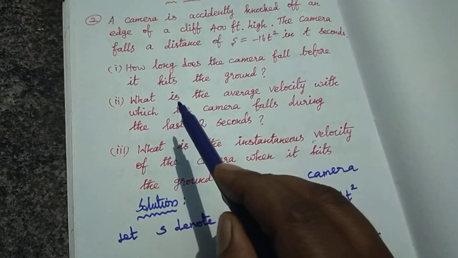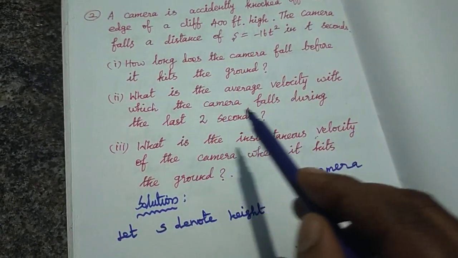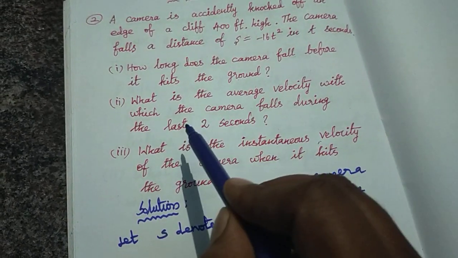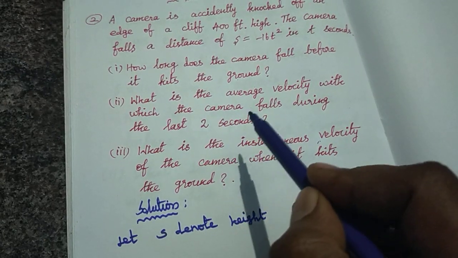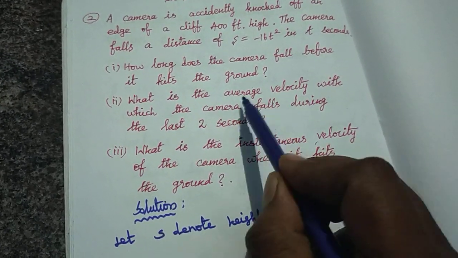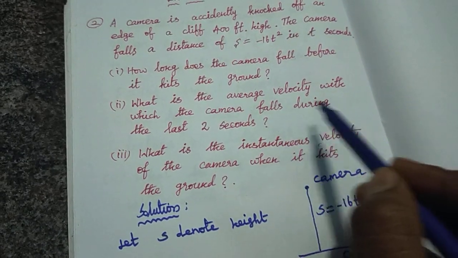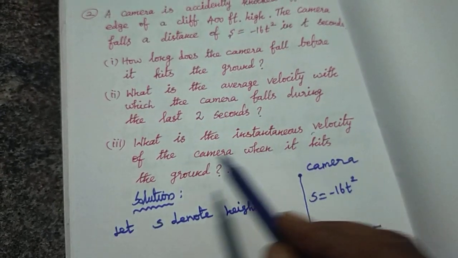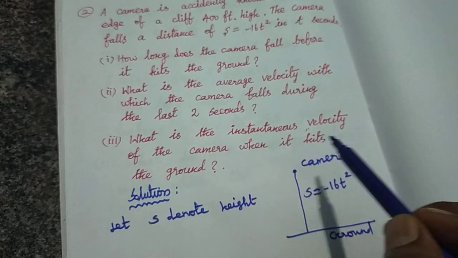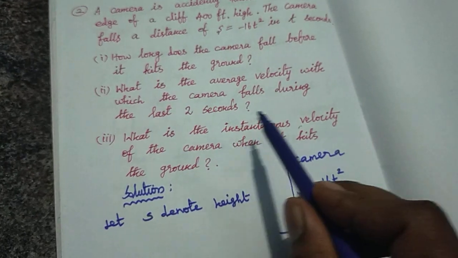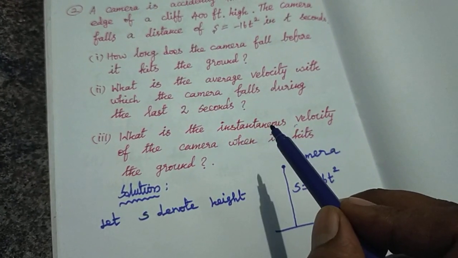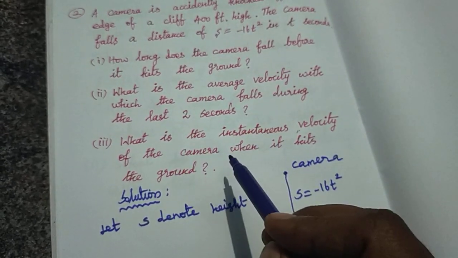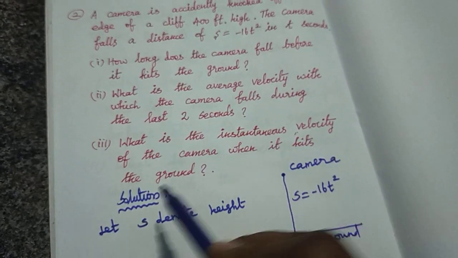Second, what is the average velocity with which the camera falls during the last 2 seconds? And third, what is the instantaneous velocity of the camera when it hits the ground? Instantaneous means on the spot. Can you understand, children? What is the on the spot velocity of the camera when it hits the ground?